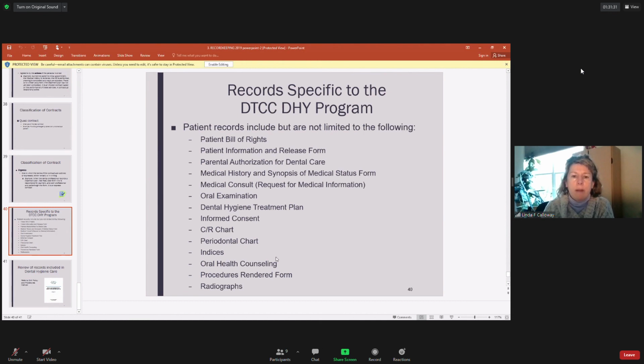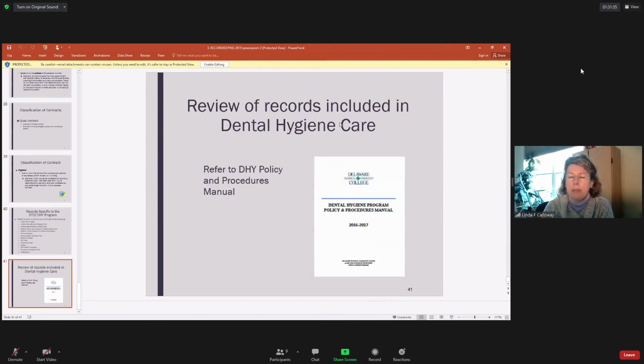So these are all the records. We've talked about those before. And keep in mind your hygiene manual, which you should have access to. I think I might need to repost that. Let me give myself another sticker. I need to repost that to your D2L, I believe, because you might not be able to see that manual.